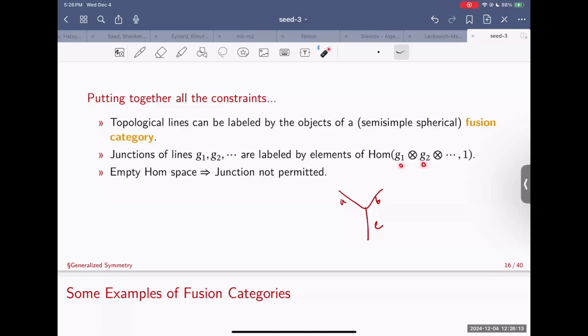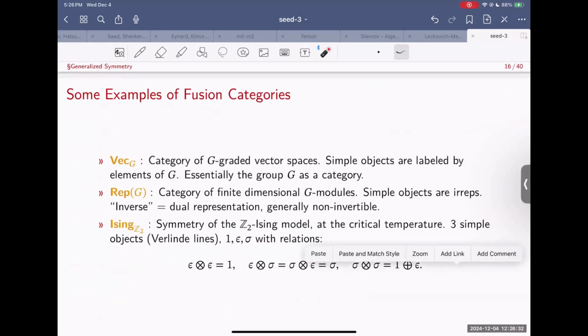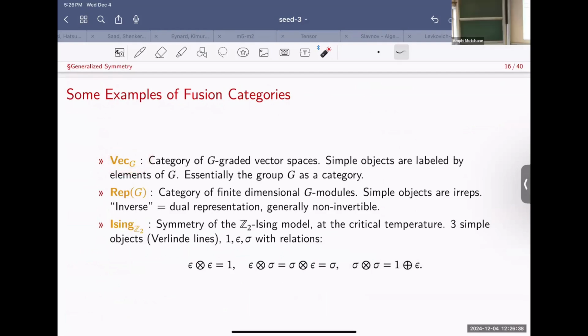So if these are literally group elements, then this Hom space will either be empty or it will only have one element. So we don't really have to worry about a non-trivial Hom space, but in general, there can be multiple maps from this product to the identity. So some of the fusion categories that will be important for the talk are, for example, vec-G, which is the category of G-graded vector spaces.